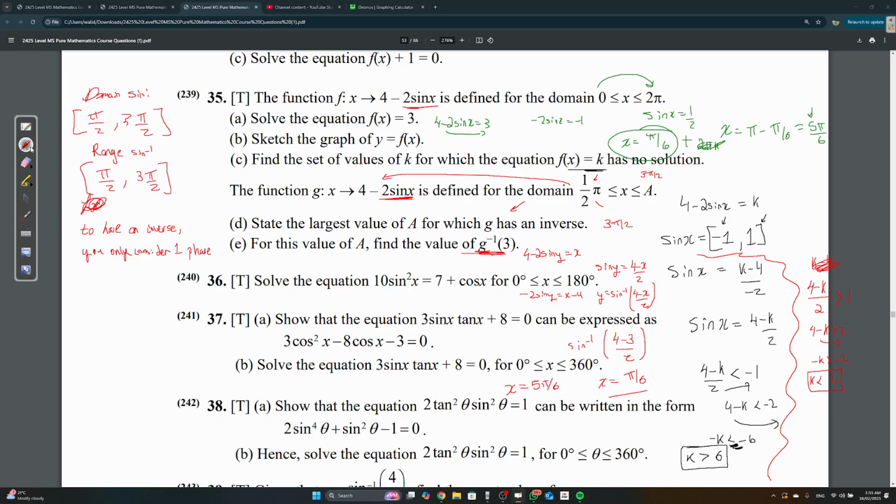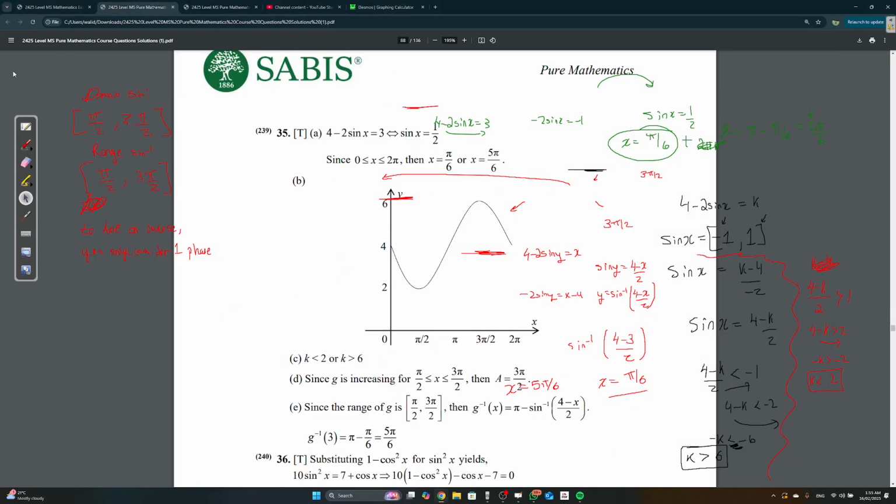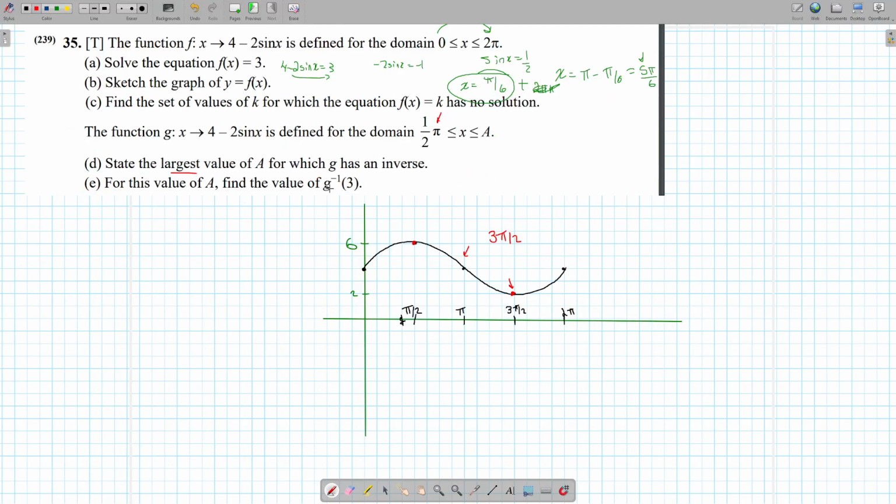I'm going to revise why now. Look, when you get your graph, I'm going to work with mine. When you get your graph and they ask you for the largest value for which it has an inverse from this point, you check from your graph, from this point, when does it stop decreasing? In this case, it's decreasing until 3 pi over 2. Then here you solve normally, you get your two solutions. You need to see which one is allowed in my range.